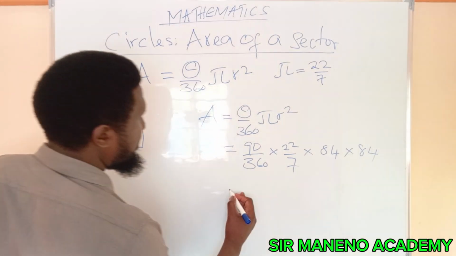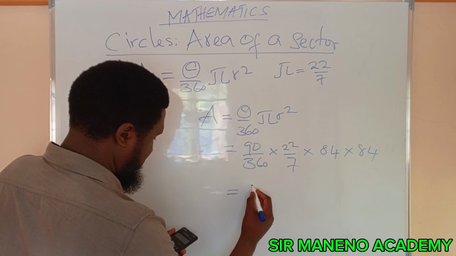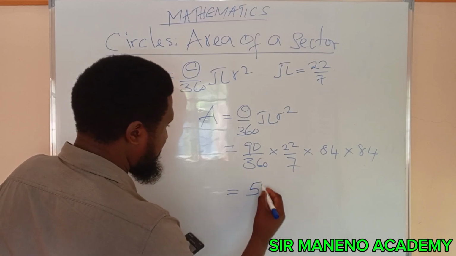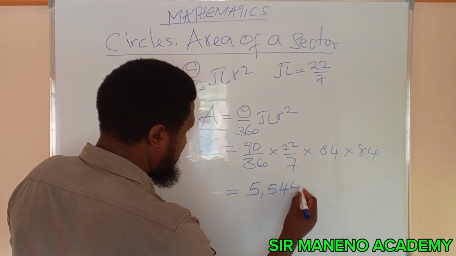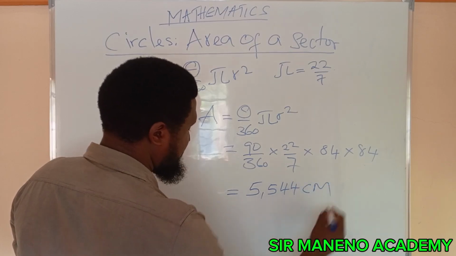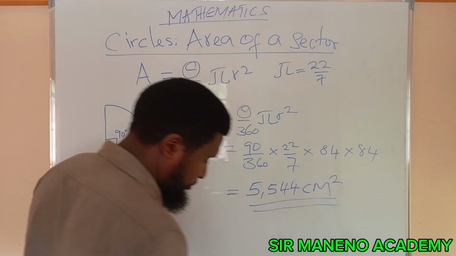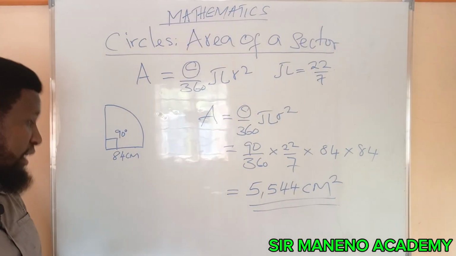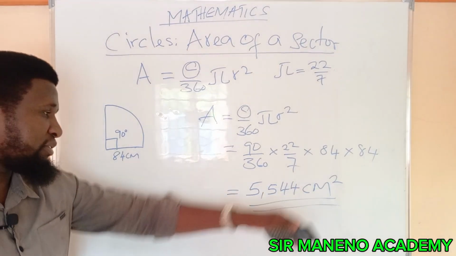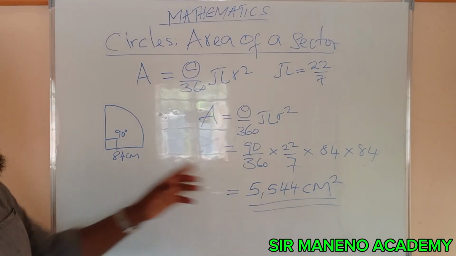So here, my scientific calculator is telling me that we have 5,544 centimeters square. Okay? 5,544 centimeters square. So that now is the area of a sector.